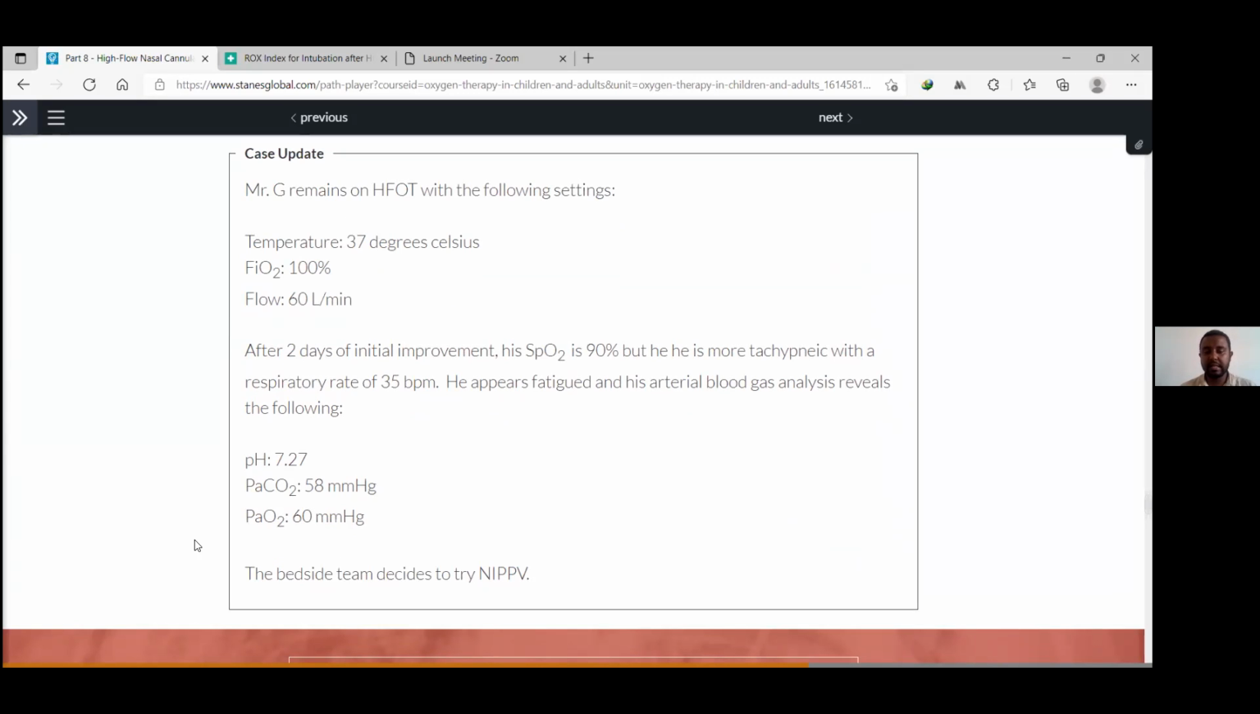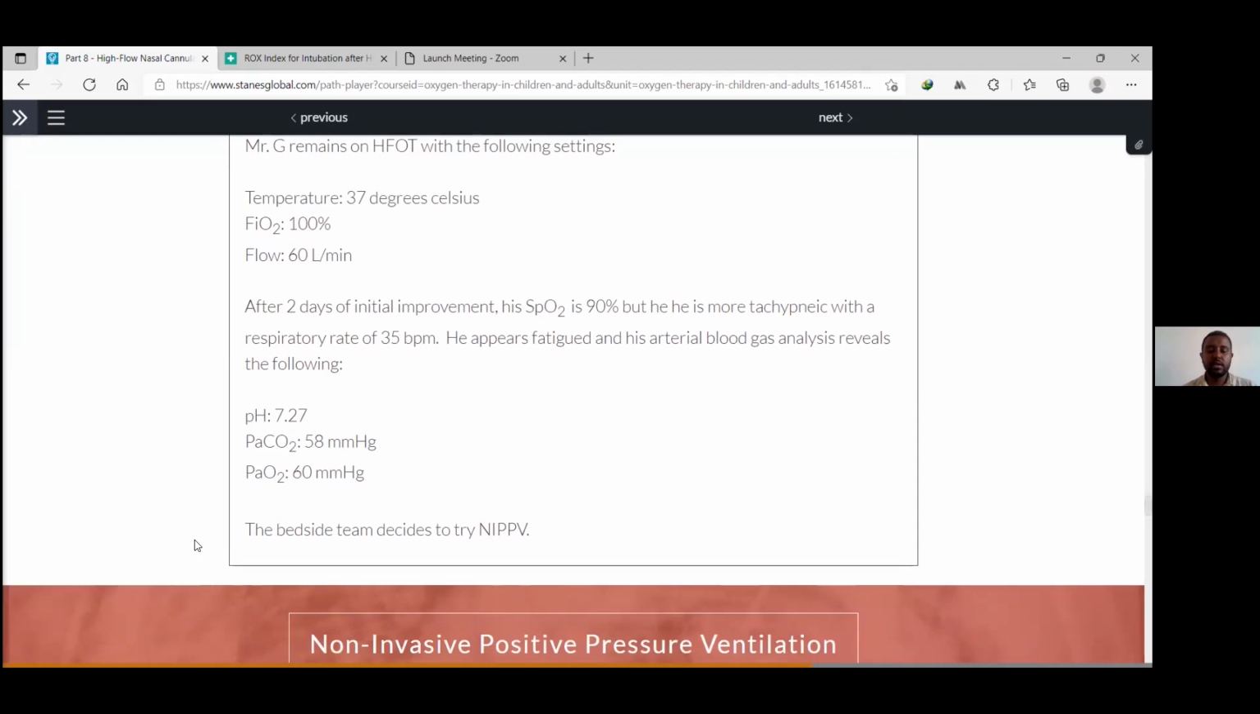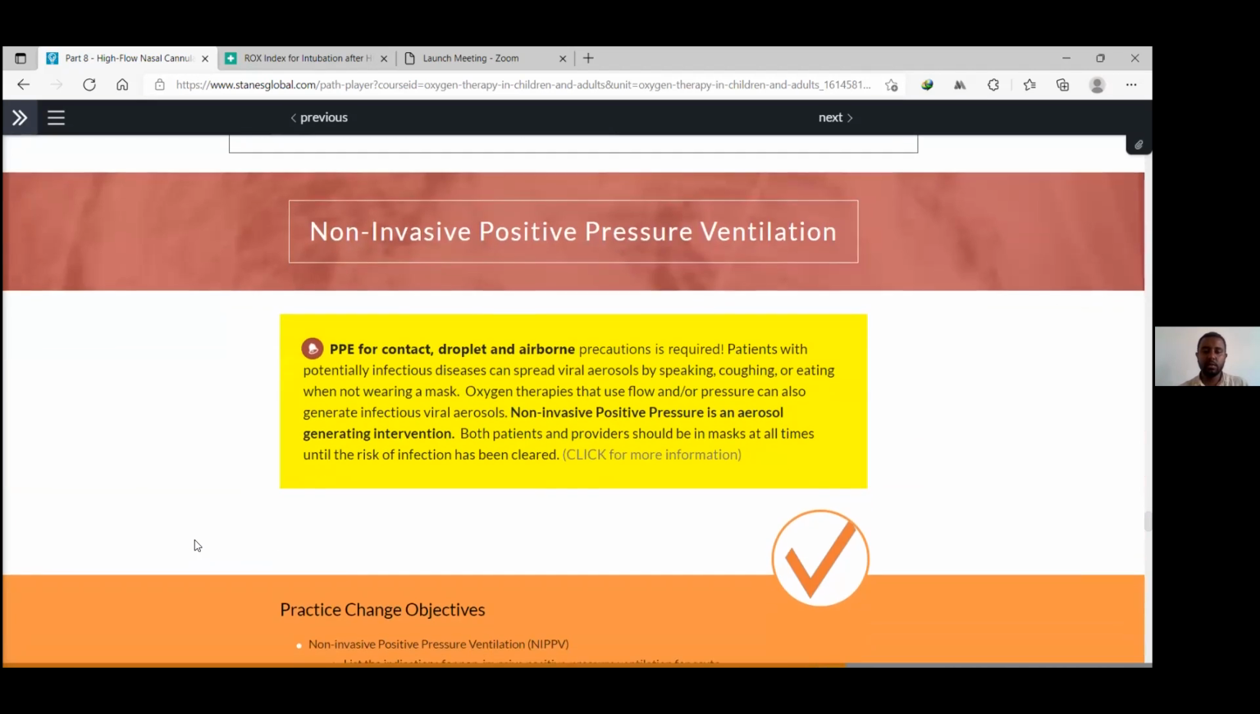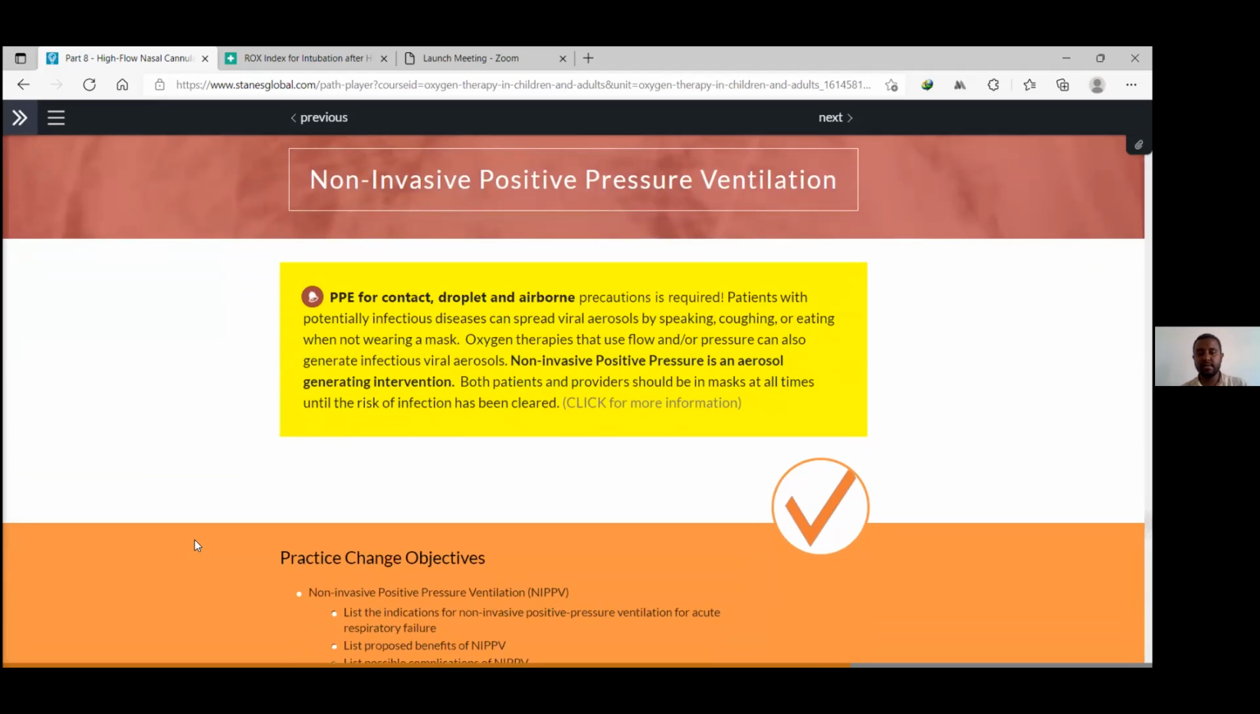He appears fatigued. His arterial blood gas analysis revealed the following: pH is 7.27, PaCO2 is 58 millimeters of mercury, PaO2 is 60 millimeters of mercury, and the bedside team decides to try non-invasive positive pressure ventilation. So we will go through non-invasive positive pressure ventilation now.